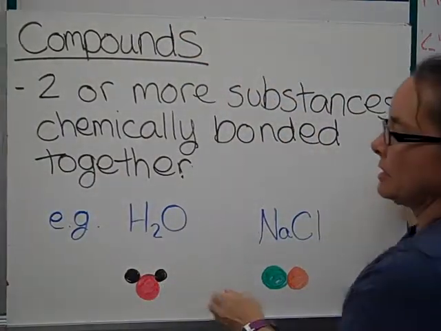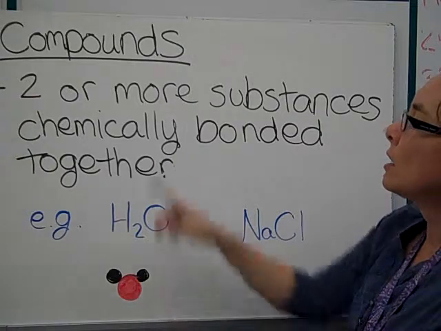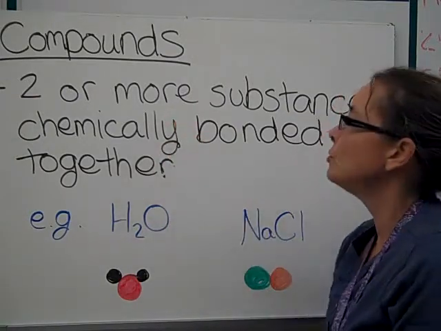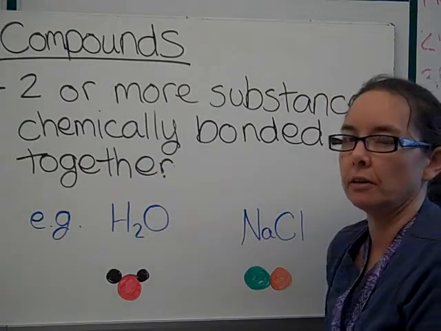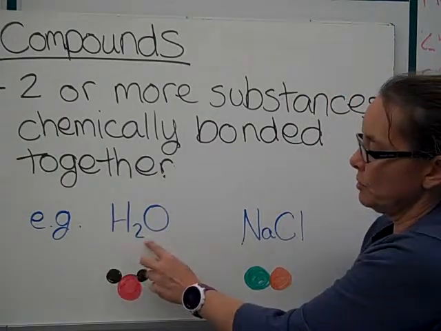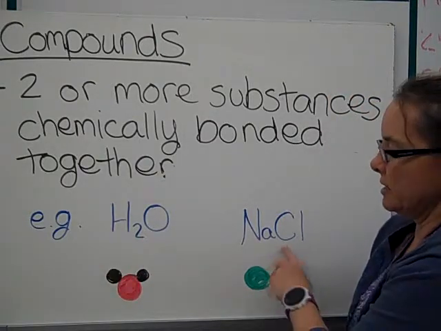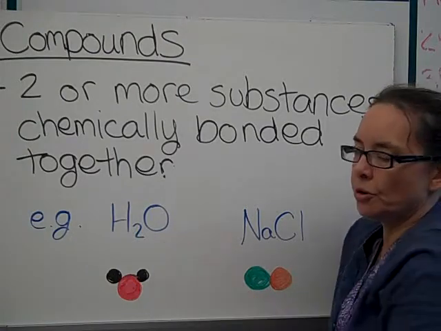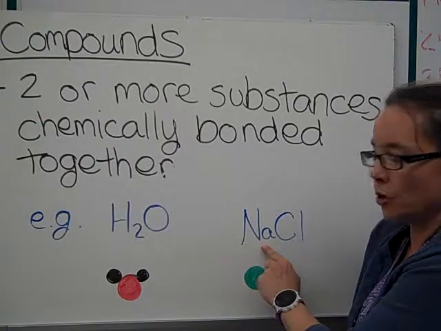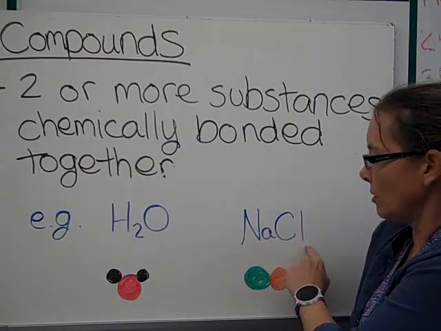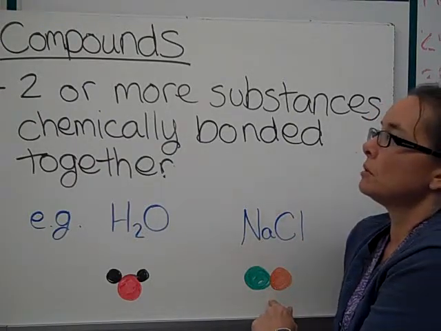Okay, next one is compounds. Compounds contain two or more substances that are chemically bonded together. So some examples would be H2O and NaCl. H2O is water. That's the Mickey Mouse molecule. And this is sodium chloride, that's an L. And this is table salt.